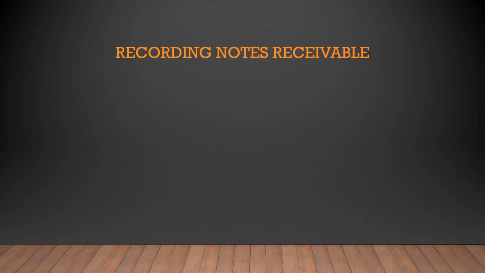Now let's talk about our journal entries, specifically how we put notes receivables on the books. We'll use our previous example of the 90-day $1,000 note at 12%. Typically, they occur in one of two ways. Sometimes, notes receivable occur as a result of a sale.